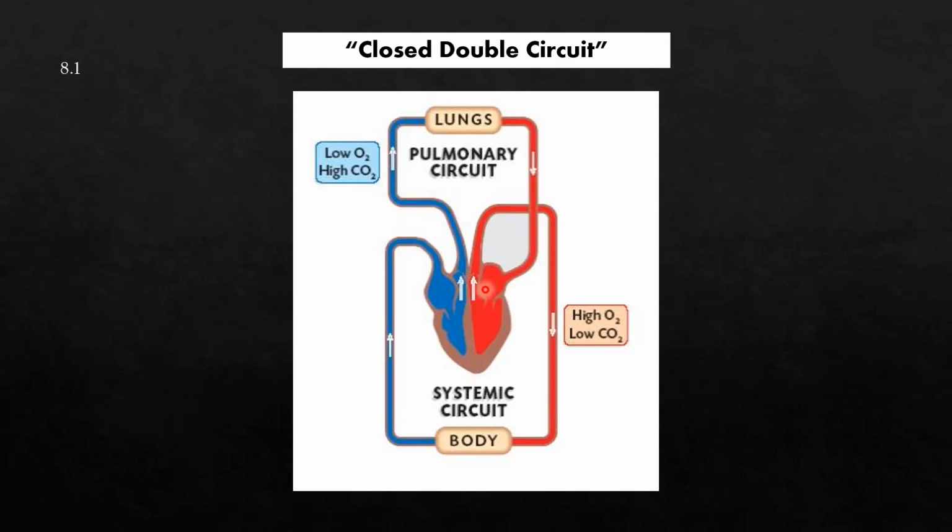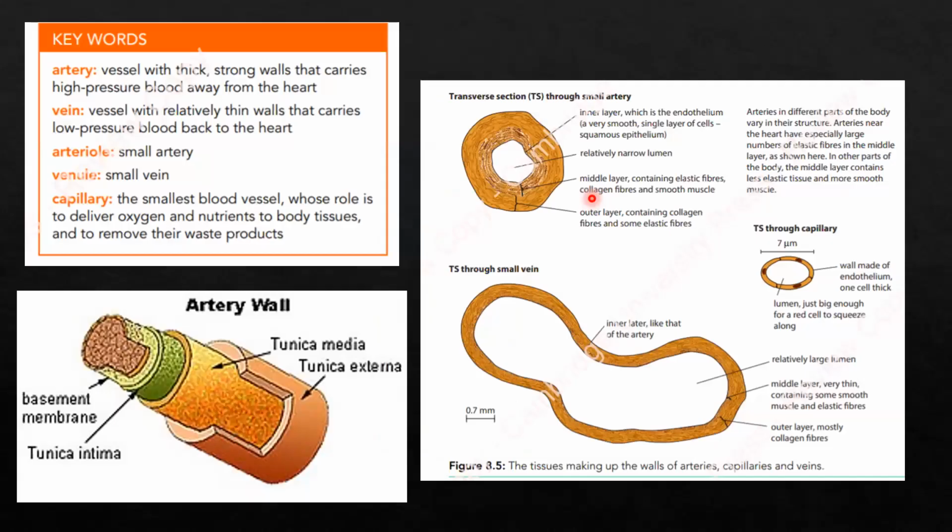So whenever there's a vessel coming back towards the heart, what will it be called? It will be called a vein. And if it's a vessel going away from the heart, it will be called an artery. Is this concept clear? Please don't ever lose this concept from your mind, okay? So that is one essential component.